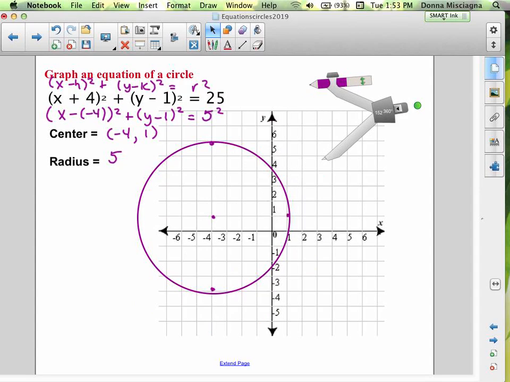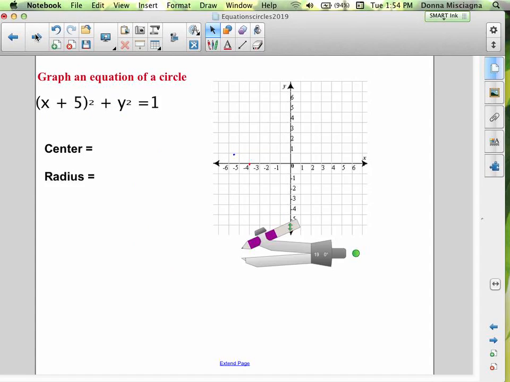Looks like I missed my spot. Maybe I had mine open up just a little bit, or I went too high above. Well, that looks a little better. It's hard to close the compass on the board here. I try and close it a little bit, and it closes a lot. All right, let's try this one.